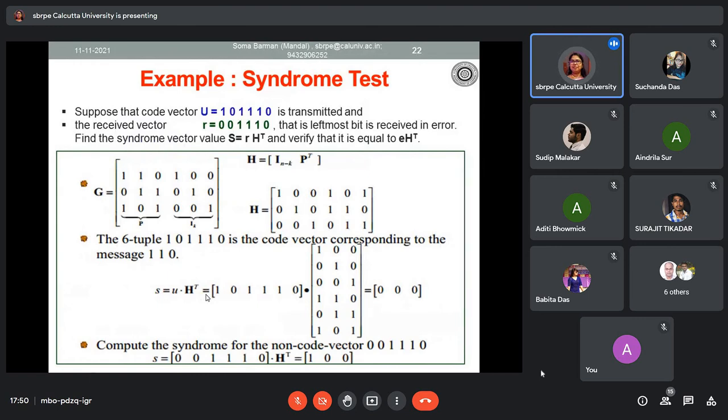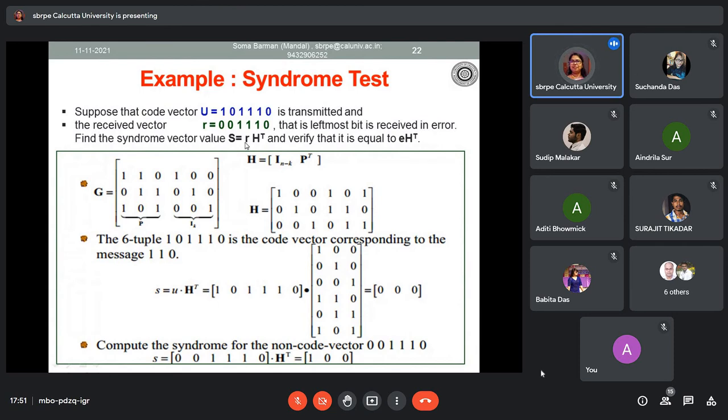Now take an example for syndrome testing. We are considering that code vector U 101110 is transmitted and the received vector is 001110. So you can easily observe from that there is an error. But the receiver doesn't know what U is. The receiver only receives R. From the syndrome calculation, we have to check whether the error is there or not.